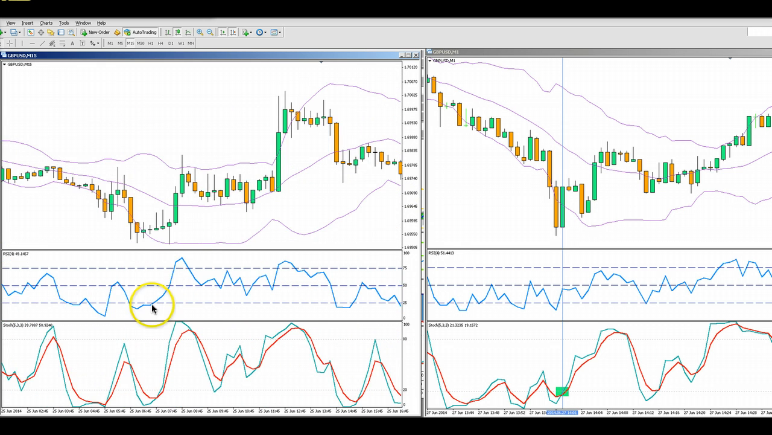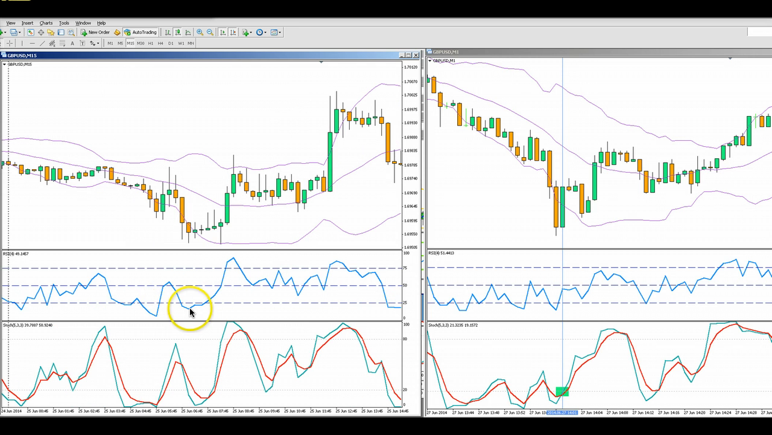On the 15-minute chart, again, to qualify this, the stochastic needs to be oversold. We need the RSI 4 line to be below 25 or above 75, and then it needs to create this V shape. Immediately go to the 1-minute chart to place your trade.